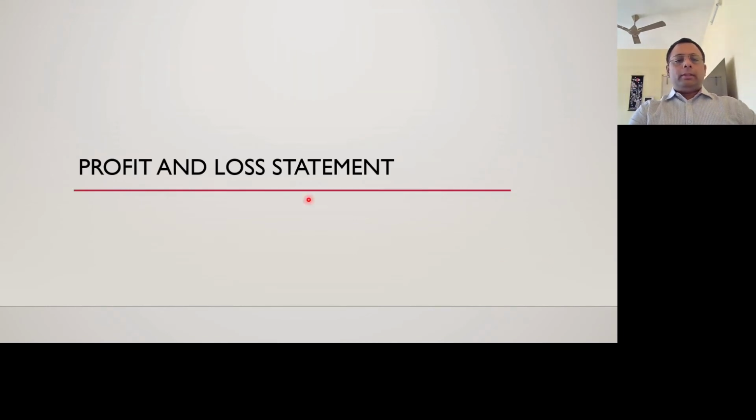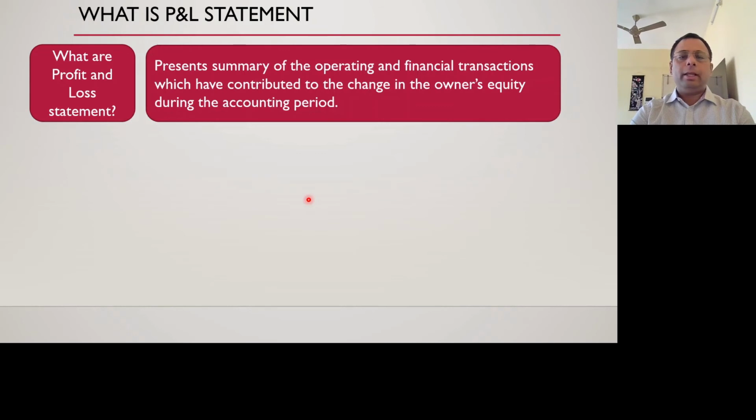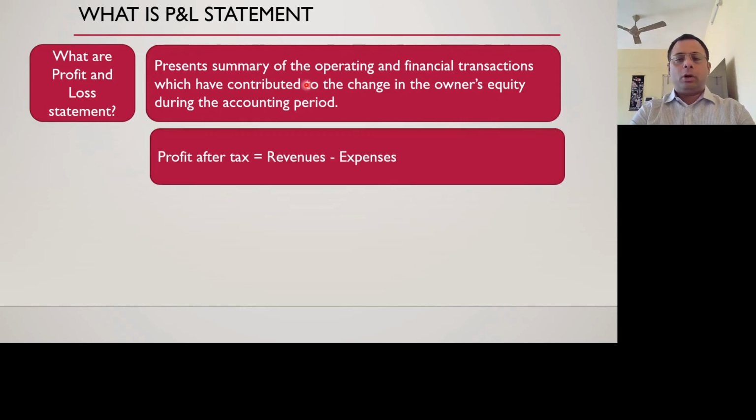So welcome back, and this section will talk about profit and loss statements. So what is a profit and loss statement? It's basically a summary of the operating and financial transactions which have contributed to the change in the owner's equity during the accounting period. Basically, how the transactions have changed the owner's equity. So that's what the profit and loss statement is going to talk about. The formula is profit after tax equals revenues minus expenses.